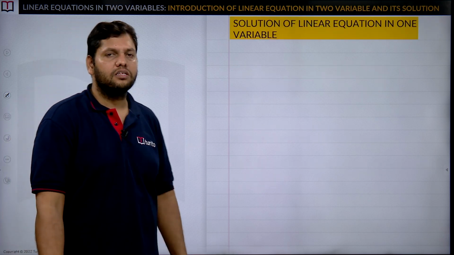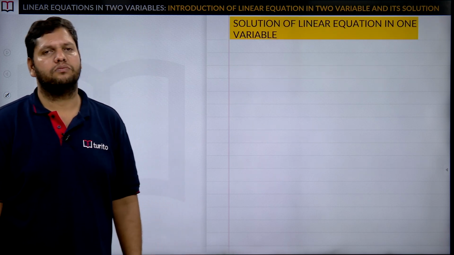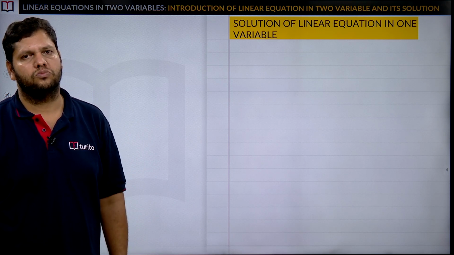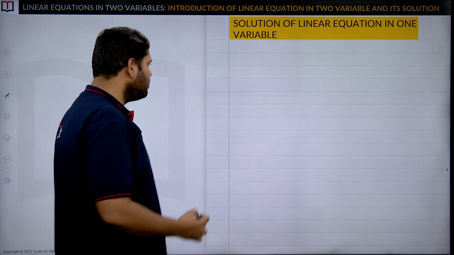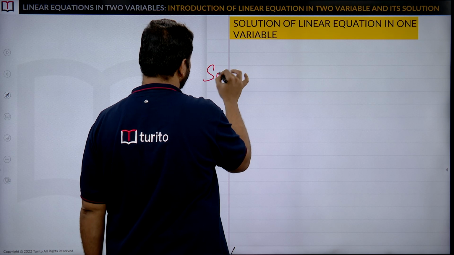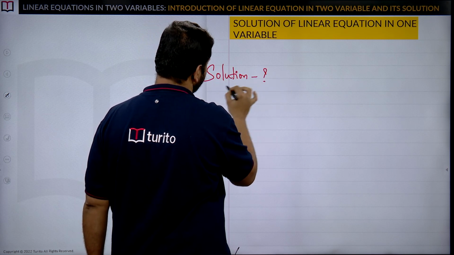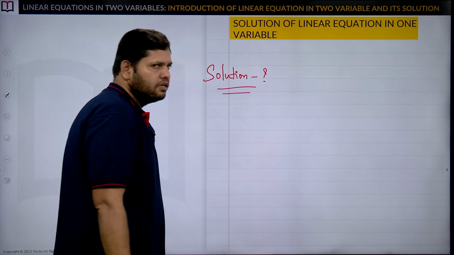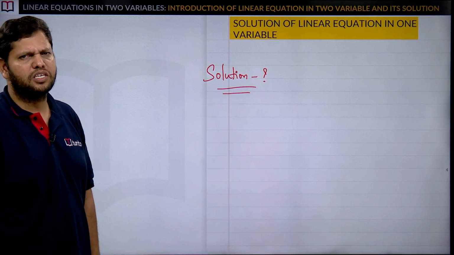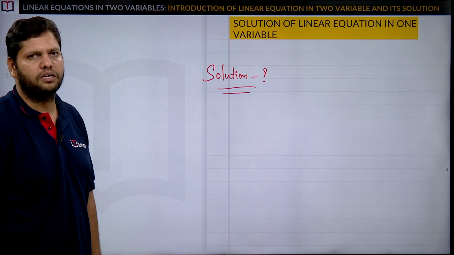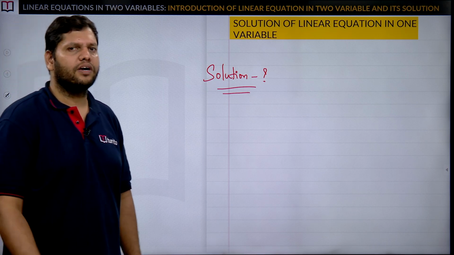Now how do we find, children, the solution of a linear equation in one variable? First tell me, children, what is the solution? Generally, whenever they ask a question, find the solution, what do we exactly find, children? In some questions, find the solution of this equation. So what do you find generally?